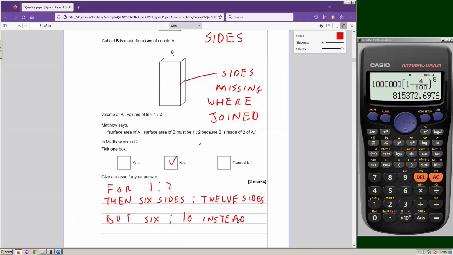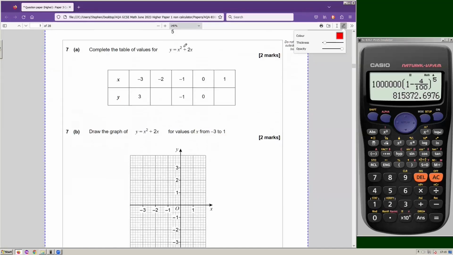That'll do. Complete the table of values for y equals x squared plus 2x. So we put the minus 2 in there. Minus 2 squared is going to be positive 4. Minus 2 times minus 2, minus 4. So that's 0 there. And it's going to balance, isn't it? So it's got minus 1, 0, 3 there. This is where it's going to be 3, but we'll check it anyway. So we've got 1 squared is 1, plus 2 times 1 is 3. Yes, that's correct.